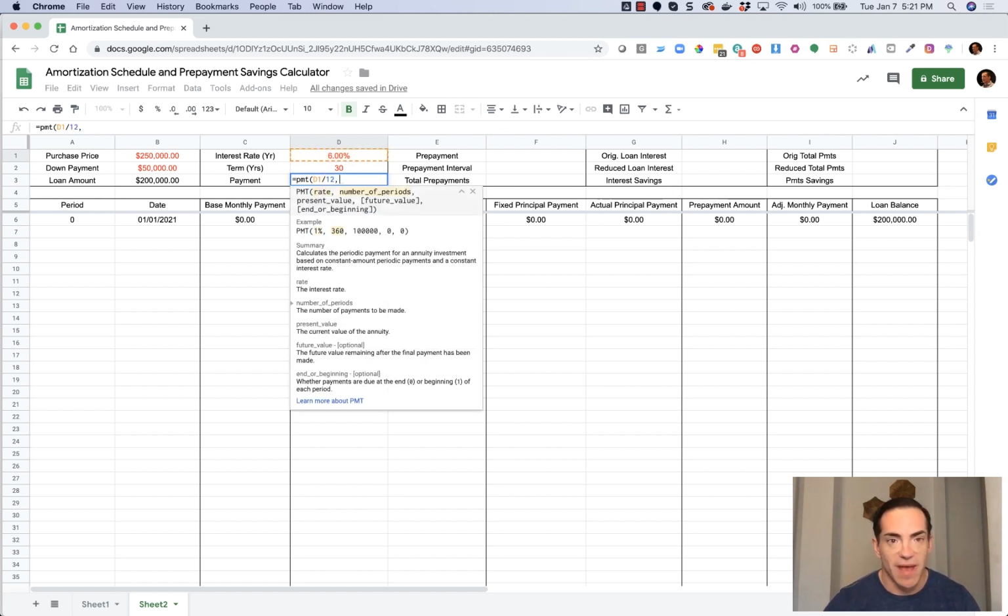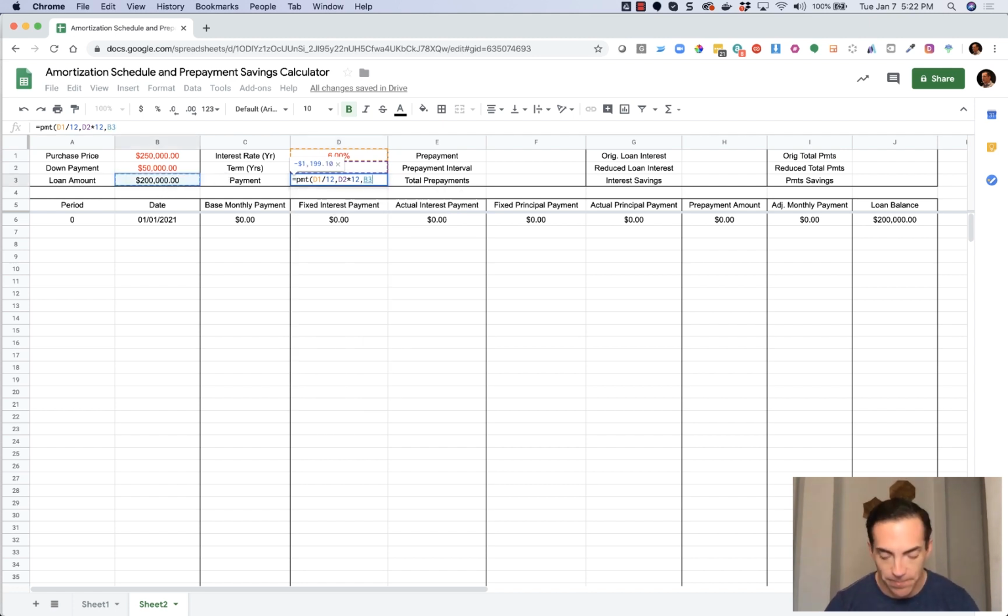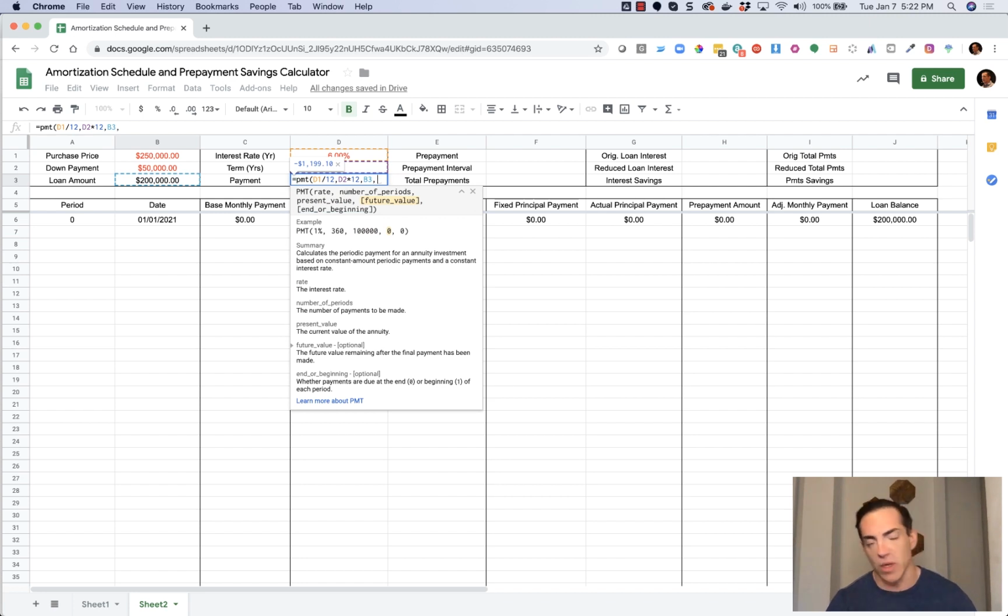We would then say, how many periods are there? Well, it's a 30-year note, but there are 12 periods per year because it's paid monthly, so we multiply that times 12. Then the present value is how much the loan is worth today, which would be the loan amount, $200,000. And then the future value: we're going to pay the loan off to zero, so we would just use a zero there. And then end or beginning, I won't get too much into the details, but basically with real estate loans, you pay the interest after it's accrued.